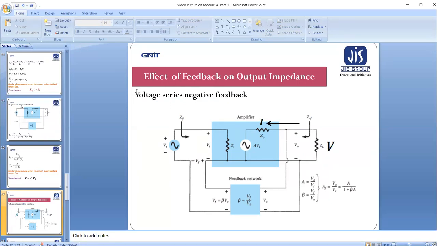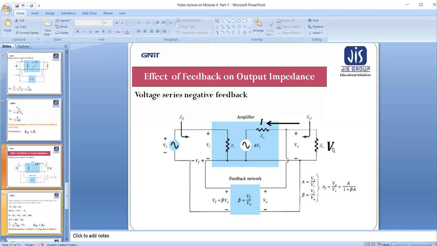So in the output impedance derivation, what is the method? First, we will introduce an external voltage V at the load side, and we will short the external input signal. That means the added new voltage will control the entire operation of the feedback circuit. We are completely neglecting any effect of the input signal. It is only applicable for deriving the output impedance.